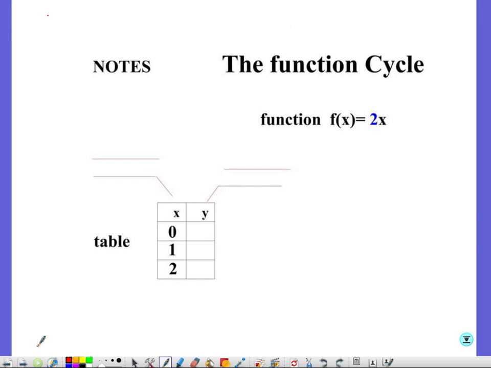So before we begin learning about two variable equations, it's very important to know about the function cycle. So the function cycle, you begin with the function. In this case we have f of x equals 2x, and from the function we want to go ahead and put it into a table. Now before we fill in the table, let's go ahead and label the x. Another way of calling the x value is the input, and the y we can call it as the output.